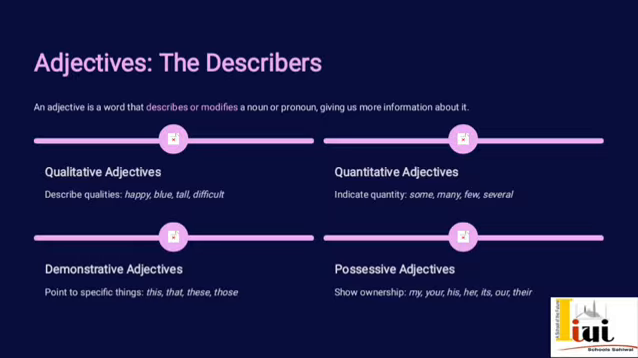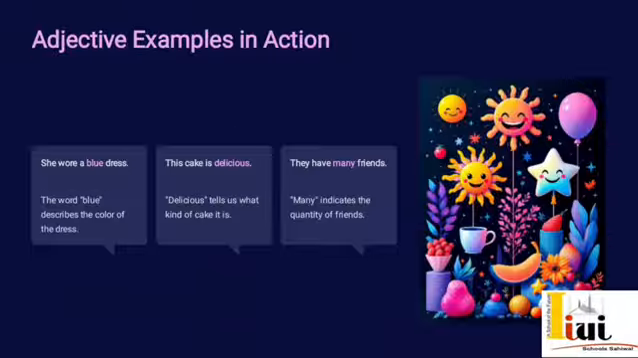Demonstrative adjectives point out specific things. For example, this, that, these. And the last one is possessive adjective. Possessive adjectives show ownership. For example, my, your, his. These are the types of adjectives. Here are some examples of adjectives. She wore a blue dress. The word blue describes the color of the dress.